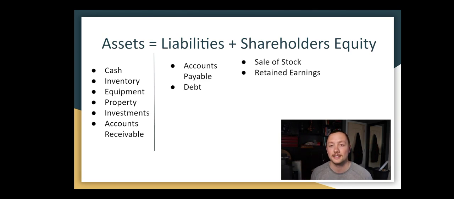So the idea here is anytime you make a transaction, there's always two sides of it, and you have to always make sure that your company's assets equal the liabilities and the shareholders' equity, and that's how you can determine the breakdown and the makeup of the company.